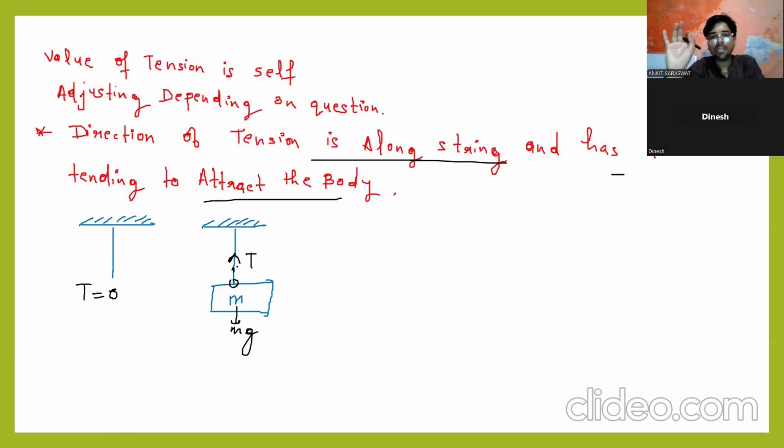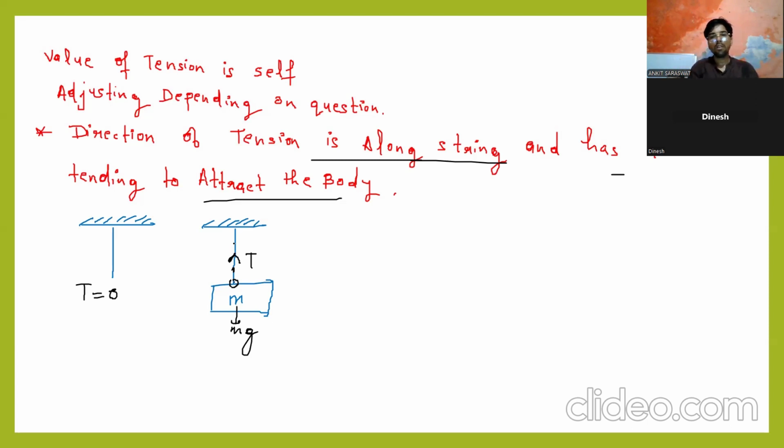Or you should understand it like this: tension has a tendency to attract the body. In which direction will this tension attract this mass? Up. This is a wire on which some mass is attached like this. Tension will be along this wire, and its direction has a tendency to attract the body. This body is going down, then tension will attract this body up, like this.